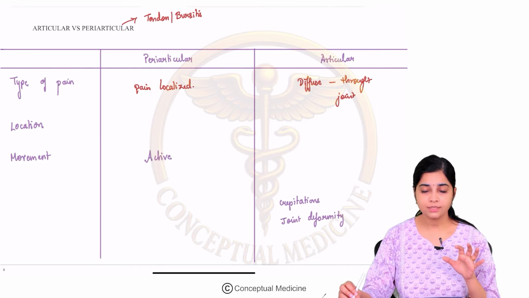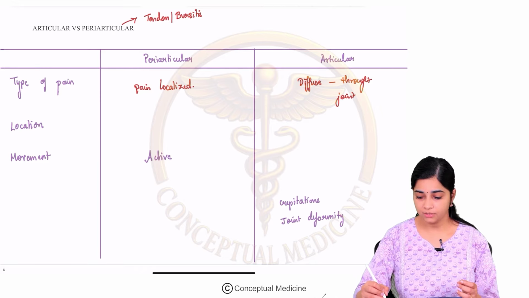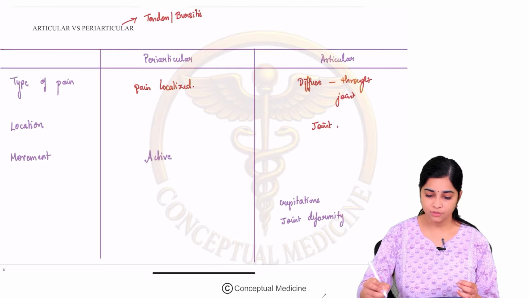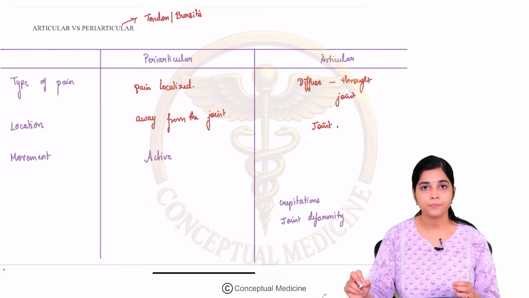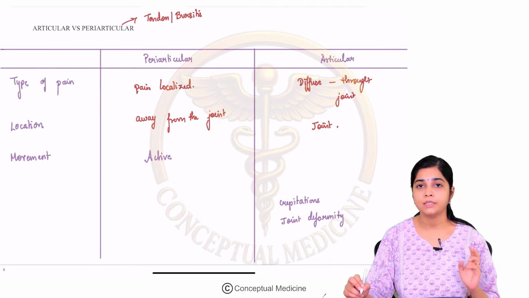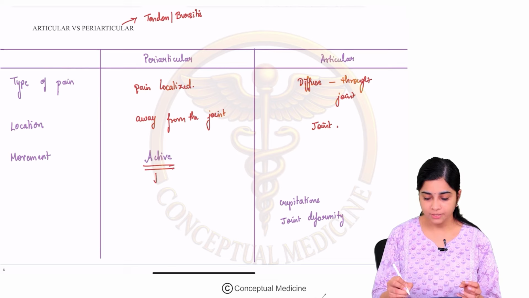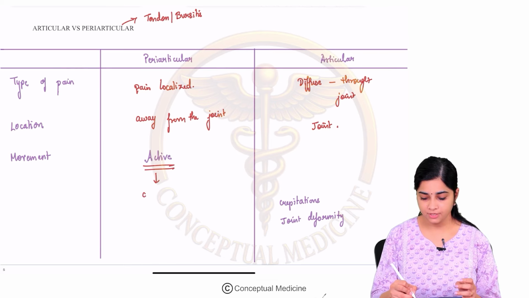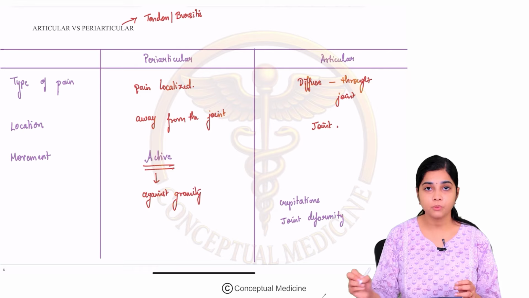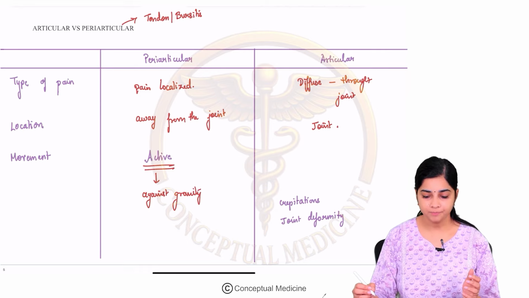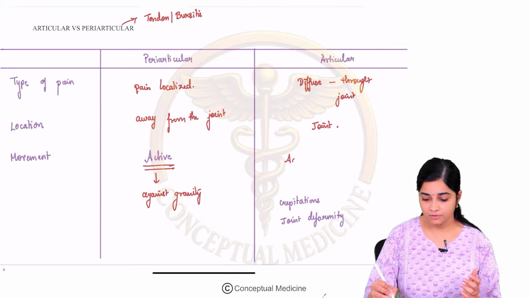When you look at the location, articular pain is present exactly at the joint, but a periarticular pain may be away from the joint. Now when you look at the aggravating factors, the periarticular pain is worse on active movements. What do you mean by active movements? Movement by the patient against gravity. So periarticular pain will be worse when the movement is against gravity. Articular pain will be present during both active and passive movements.